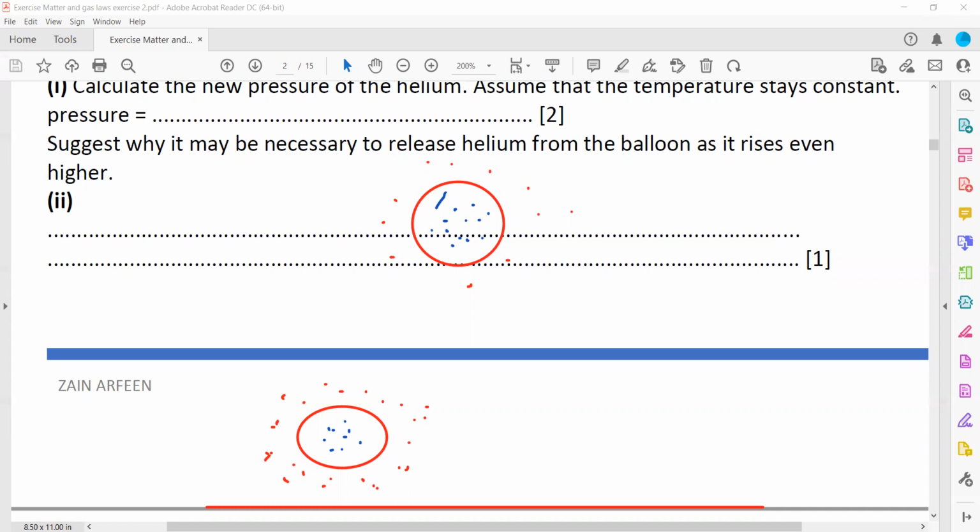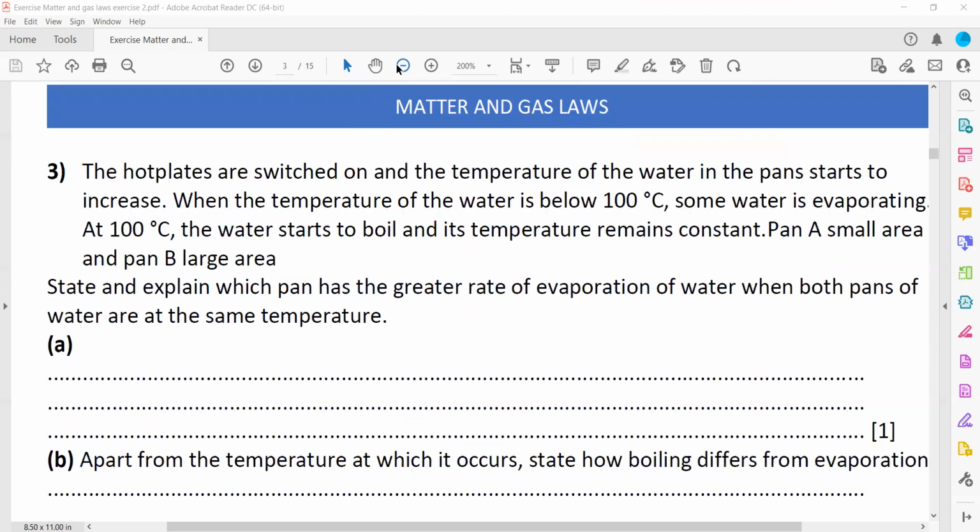Is it clear, this part? That is why we should release some helium from the balloon, otherwise it will burst, as the inside pressure will be higher than the outside pressure, or the pressure of the helium gas might be higher than the atmospheric pressure.